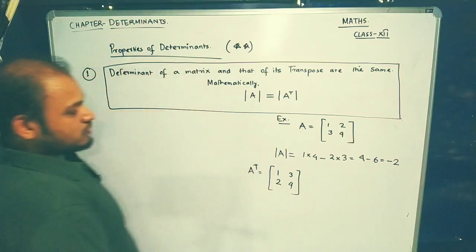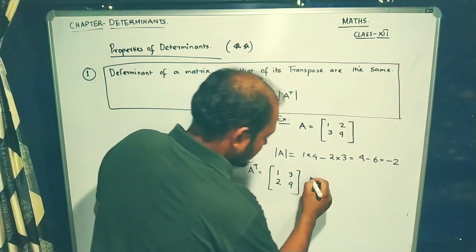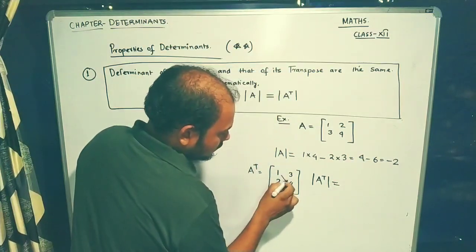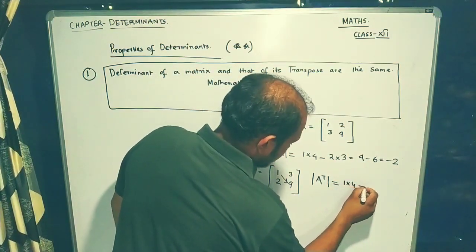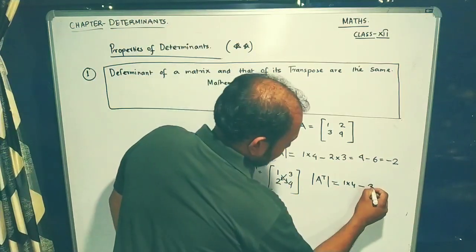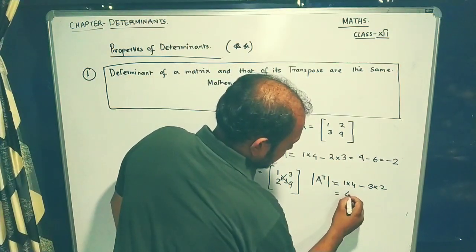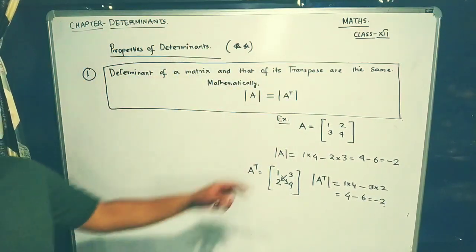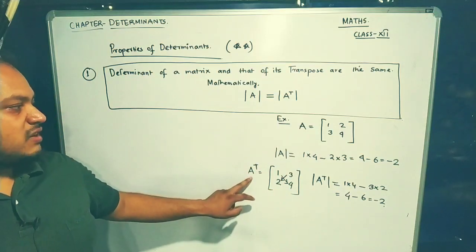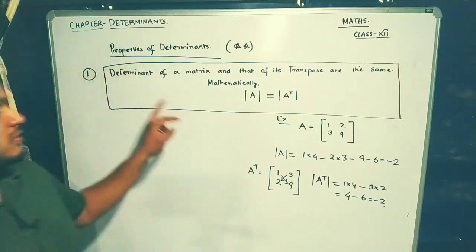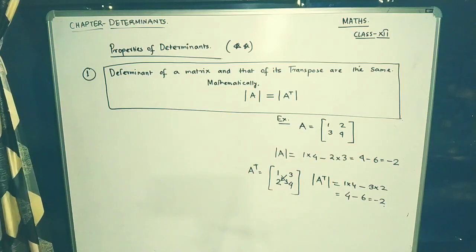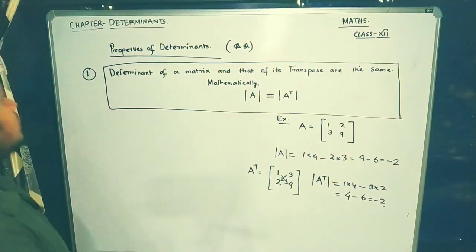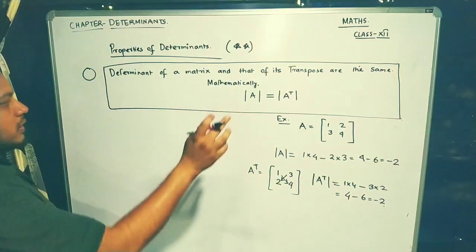So this is A transpose, and let us take its determinant. Determinant of A transpose will be 1 into 4 minus 3 into 2, and again the same thing, 4 minus 6 equals minus 2. So we see that determinant of A and determinant of A transpose are both the same. You have to keep this property in your mind always. Let us move to property number 2. Keep this in your note copy.